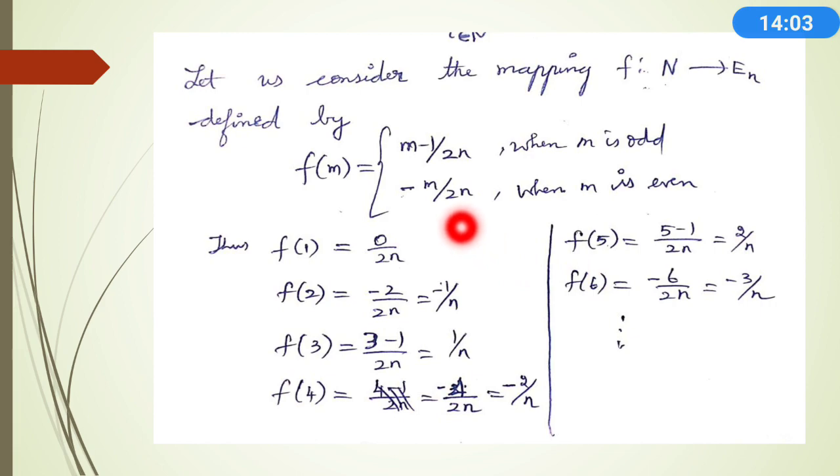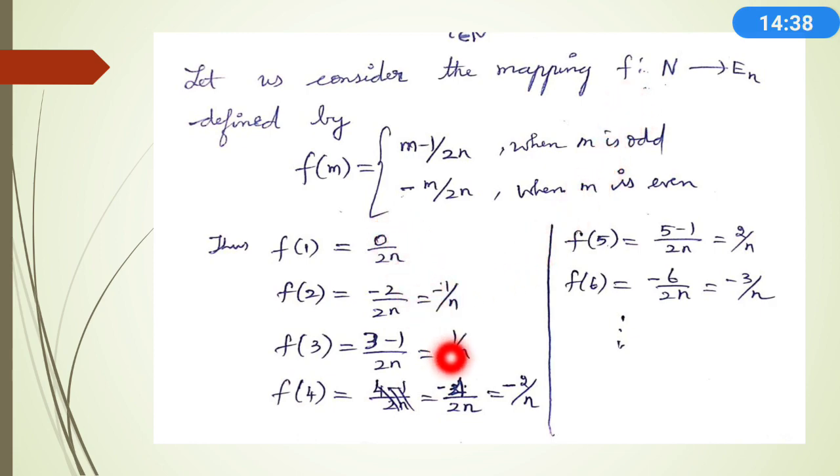So from this you can see that it is nothing but your En. The first element is 0, then minus 1 by n, 1 by n, minus 2 by n, 2 by n, minus 3 by n, and it will go on. You can very well see that this mapping f takes elements of the natural numbers to the elements of En. You can also see that these elements are not repeating, and hence the function f is one to one and onto.